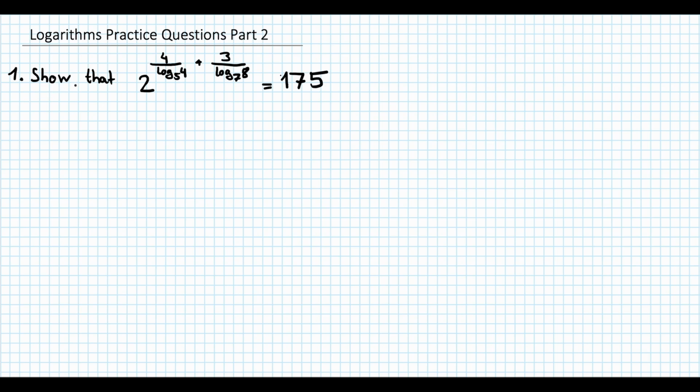The question is, show that 2 to the power of 4 divided by logarithm to the base 5 of 4 plus 3 divided by logarithm base 7 of 8 is equal to 175. So we'll start with the left hand side and then prove that that's equal to 175.